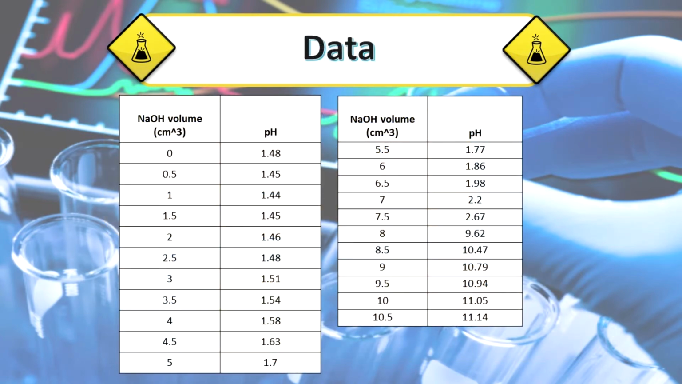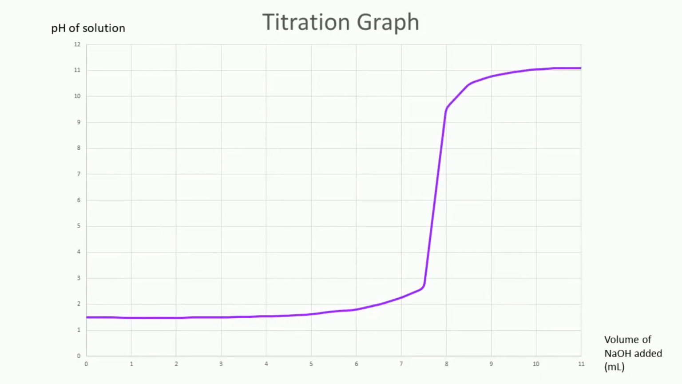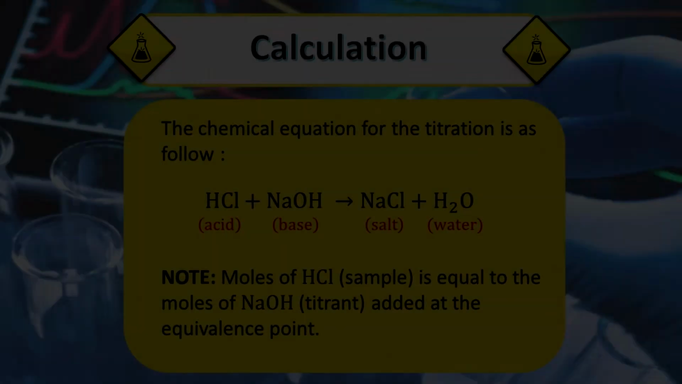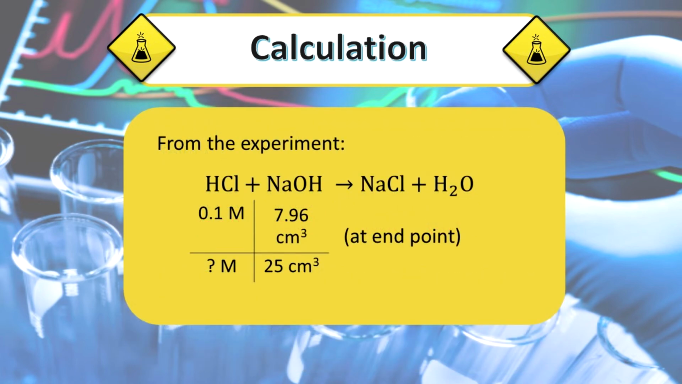This is the data obtained from using the pH meter. The titration graph, as shown, can be plotted from the data obtained. The equivalence point was found to be at 7.9 milliliters. The calculations can be performed from the data found.